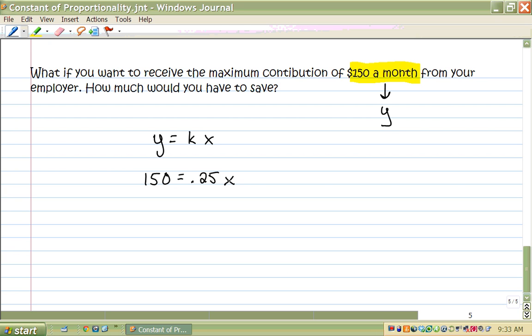In order to solve for x, you do the opposite. The opposite of multiplication is division. Whatever you do on one side of the equation, you have to do on both sides of the equation. These wipe out, and then you have x is going to be equal to 150 divided by 0.25. In other words, if you save $600, they'll give you the maximum of $150. Pretty cool, huh? I think so.